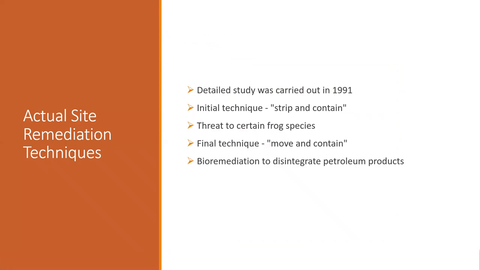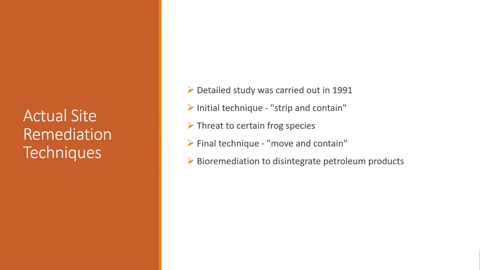Now we'll move on to the actual site remediation plan. In 1991, a detailed study was conducted on the soil, groundwater, and stormwater patterns. Based on this study, the initial technique that was adopted was strip and contain, which means the top layer of the contaminated site was stripped off and contained in large pits, while the remaining parts of the site were installed with barriers, caps, and gas control systems.